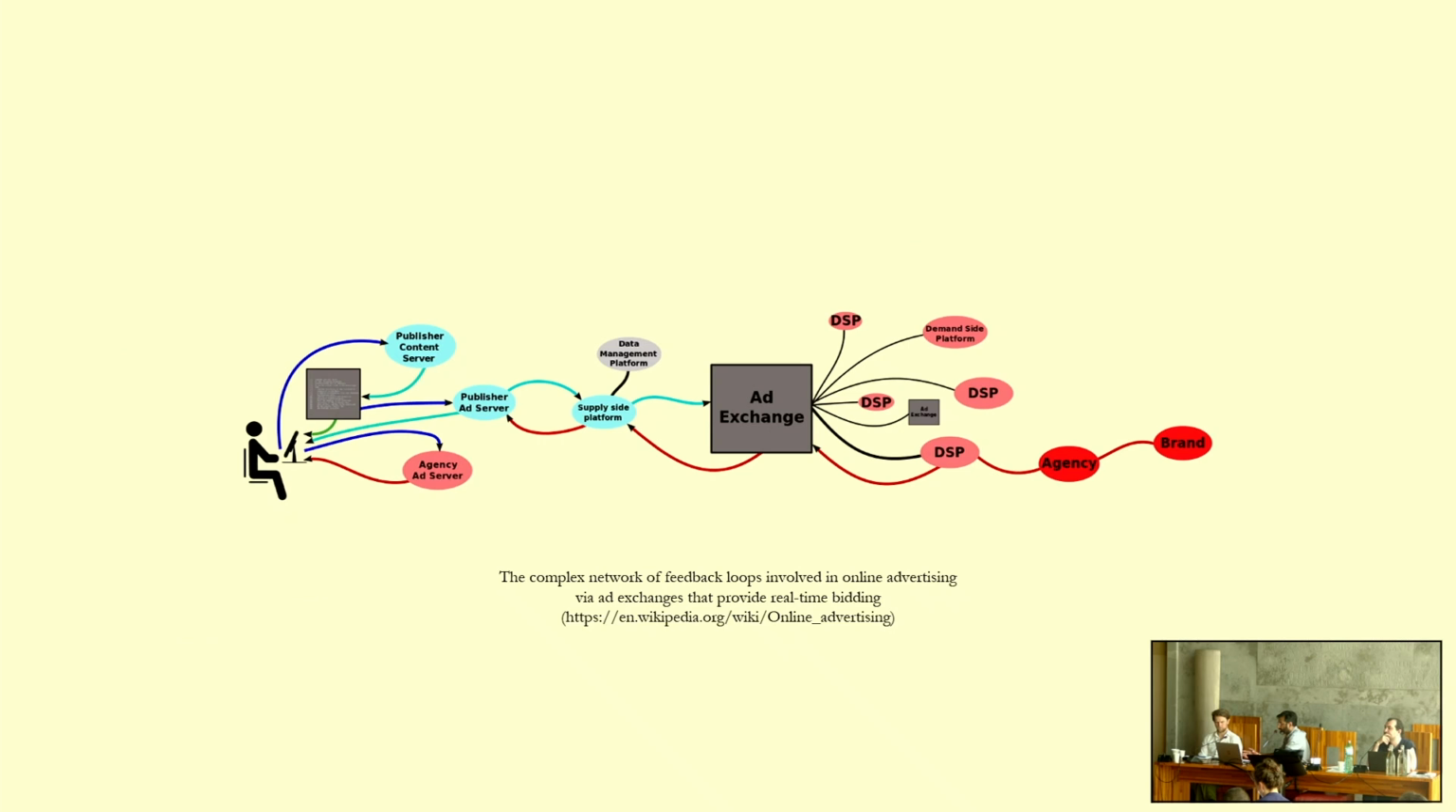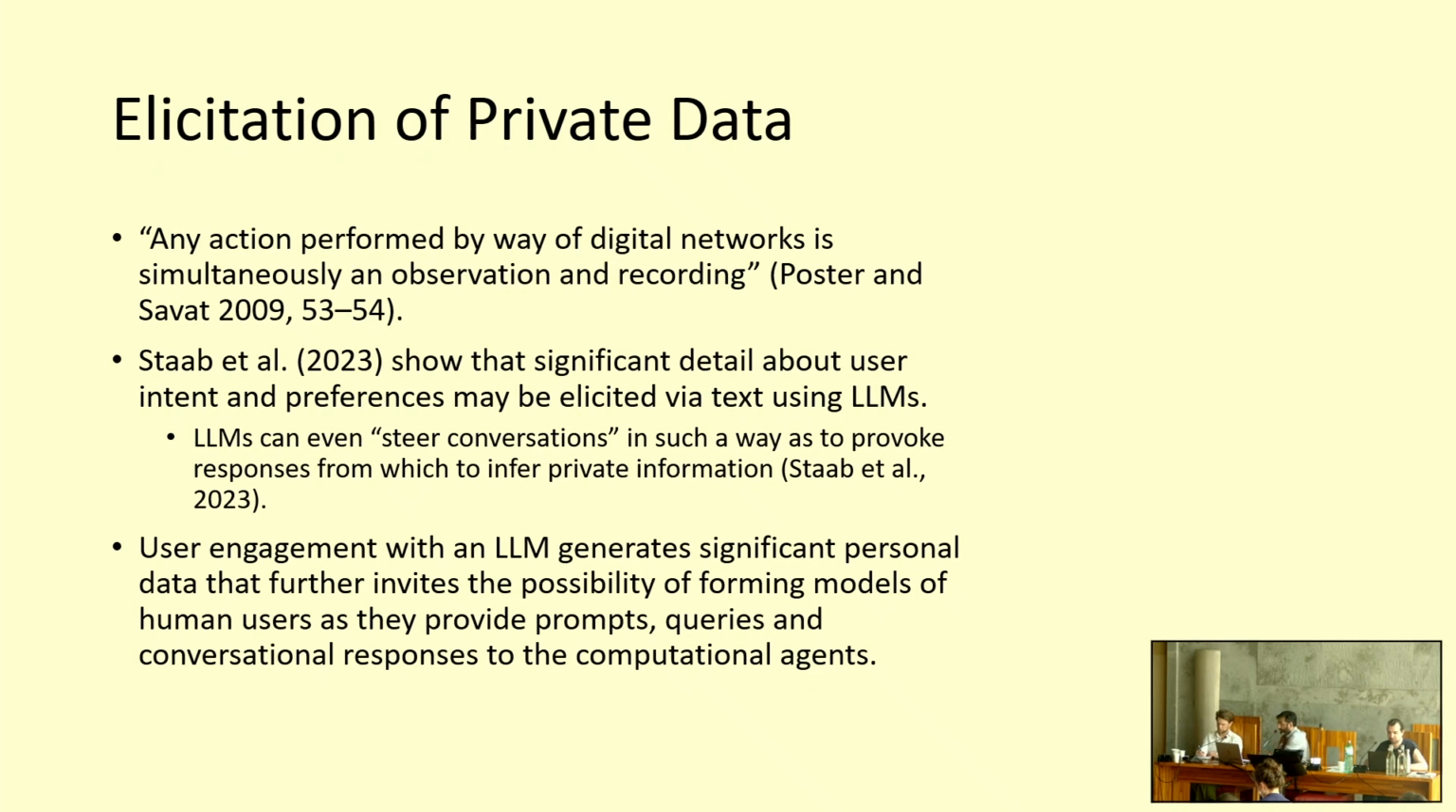So we already saw that all of this technology is being brought into our lives, but deeply embedded against an existing advertising infrastructure. Here, again, going back to Savat, we have to remember that any action performed in digital networks is simultaneously observation and recording. That applies just as much to LLMs. But LLMs introduce new effects, such as the fact that they can serve to elicit more information than people would otherwise usually give up, and they can actually steer conversations in an extractive way to gain more information. So where this is going for the next part of this talk is that this invites the possibility of that continuous calibration and forming models of the user themselves.